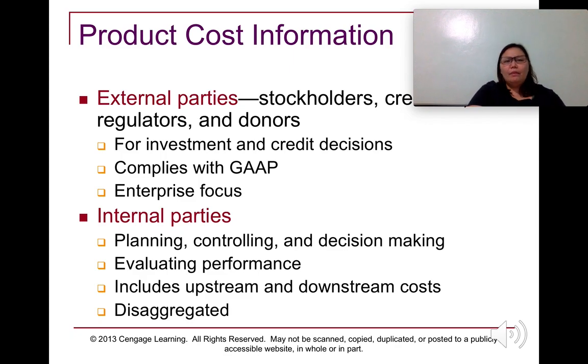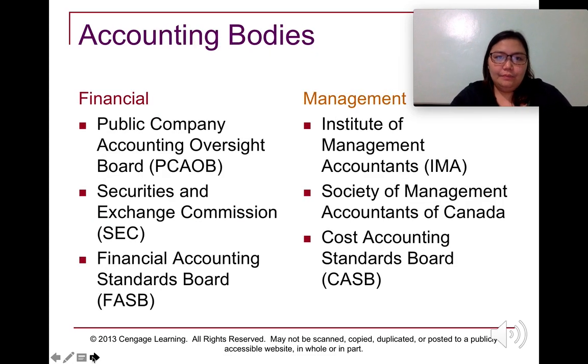Okay? Product cost information is also used to evaluate performance. It also includes upstream and downstream costs, and it is also disaggregated. So, ayan. So, we have the following accounting bodies. So, ito, very important to remember. Sabi ko nga, nasa US based kasi yung mga authors natin. And therefore, in the US, we have the following accounting bodies, 'di ba?